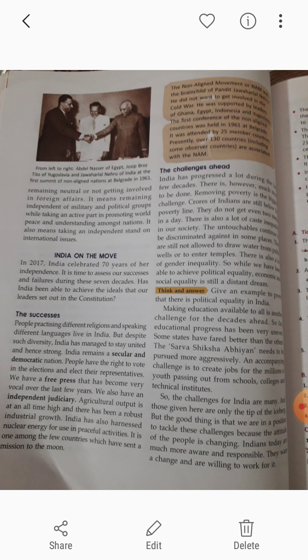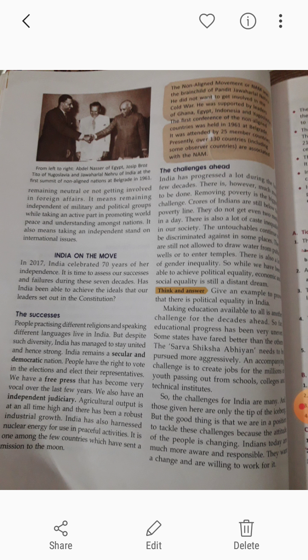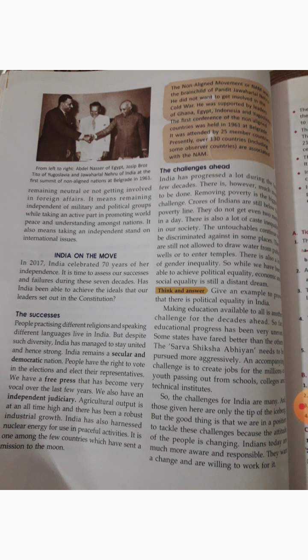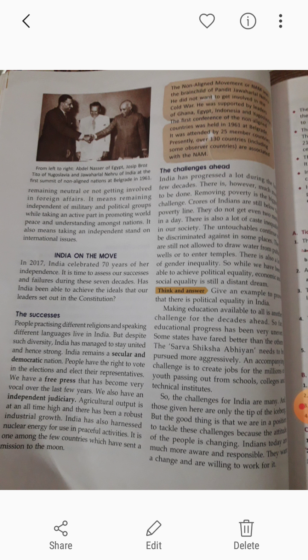Making education universal is also another challenge for the decades. For that reason, Sarva Shiksha Abhiyan has been taken up. It needs to be pursued more aggressively. Many challenges are there in creating jobs for the millions of youth passing out from schools, colleges, and technical institutes. The challenges of India are many, and those given here are only the tip of the iceberg.